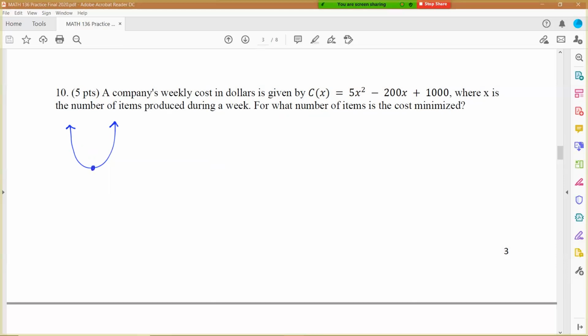So I want to find out this bottom number. I'm trying to minimize cost. I have to figure out how many items they have to produce to get this cost, this bottom cost. I just need to calculate negative b divided by 2a. Remember, that's the x-coordinate of your vertex, negative b divided by 2a.